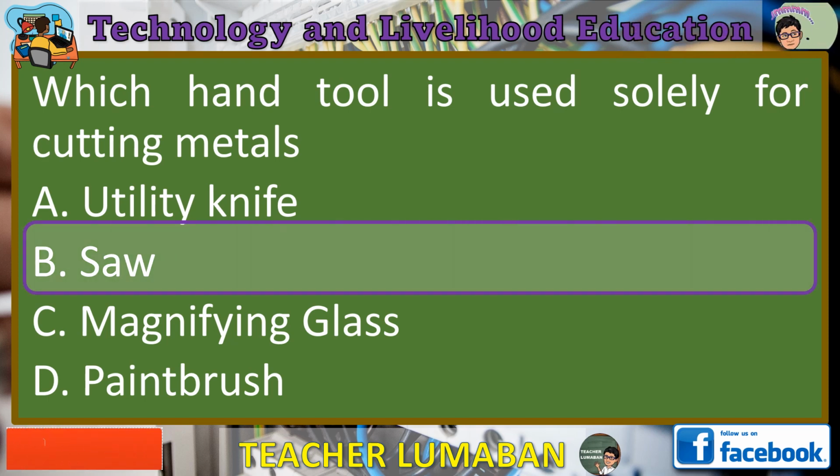Saw. Explanation. A saw is a hand tool that is specifically designed for cutting through various materials, including metals. There are different types of saws used for cutting metals, such as hacksaws, bandsaws, and jeweler's saws. These saws typically have hardened teeth and are specifically designed to cut through metal efficiently and accurately.